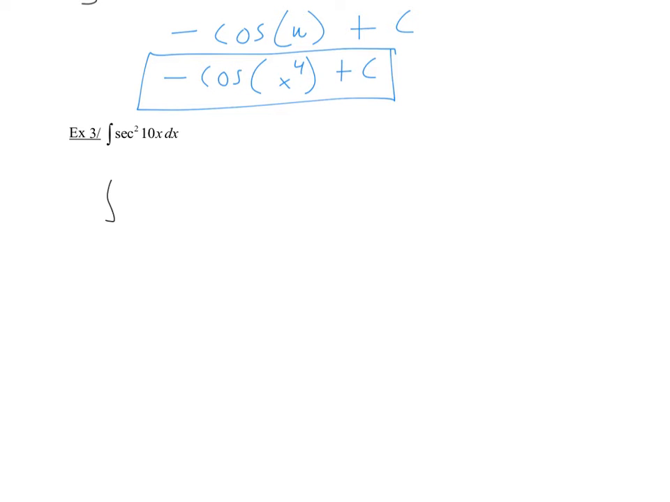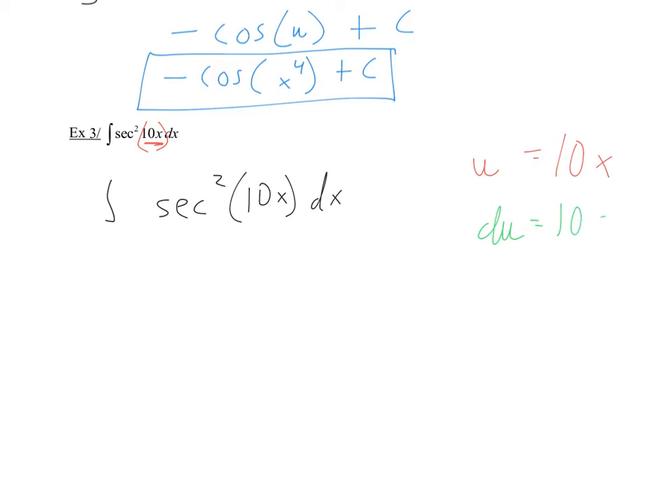What I'm going to do is rewrite this, and I'm going to leave myself a little bit of space here so you can see how this is going to switch. My u, once again, is going to be what follows my trig function. A lot of times guys see secant squared, they start to get a little intimidated. Don't let it intimidate you, just follow the path, right? So if u equals 10x, the derivative of u is going to be 10 dx.